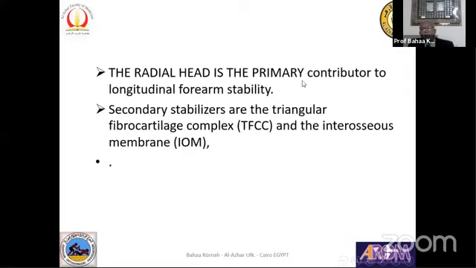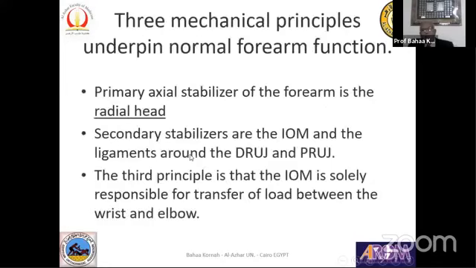The radial head is the primary contributor to longitudinal forearm stability. The secondary stabilizers are the triangular fibrocartilage complex, TFCC, and the interosseous membrane, IOM. Three mechanisms principally underpin normal forearm function. The primary axial stabilizer of the forearm is the radial head, a bony component. The secondary stabilizers are the interosseous membrane and the ligaments around the distal radio-ulnar joint and the proximal radio-ulnar joint, which are soft tissue. So we have a bony stabilizer and a soft tissue stabilizer.